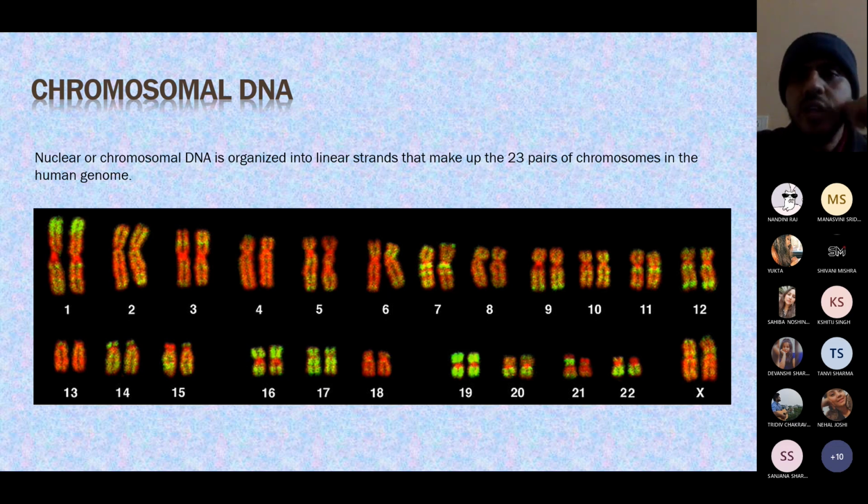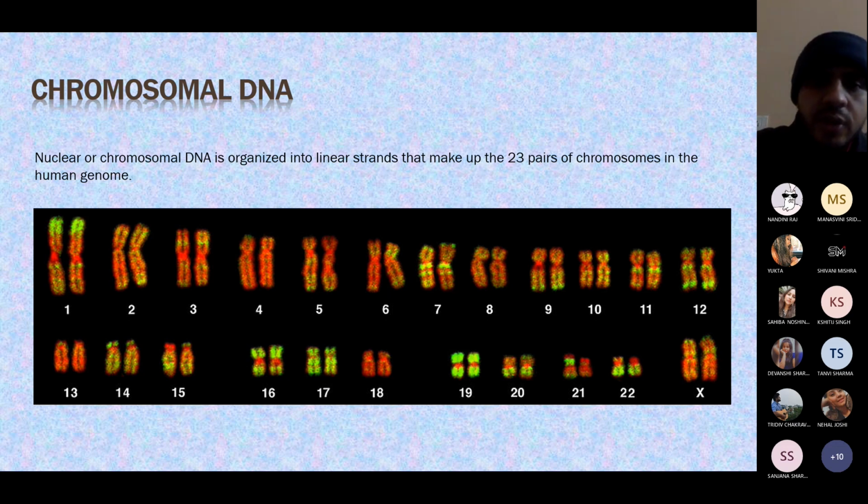To the smaller arm, one term is used, called petite. I think in genetics you might have heard the term petite. Petite means small. So the smaller arm is the petite arm, and we also call it the P arm. P stands for petite, and the smaller arm we describe as the P arm.